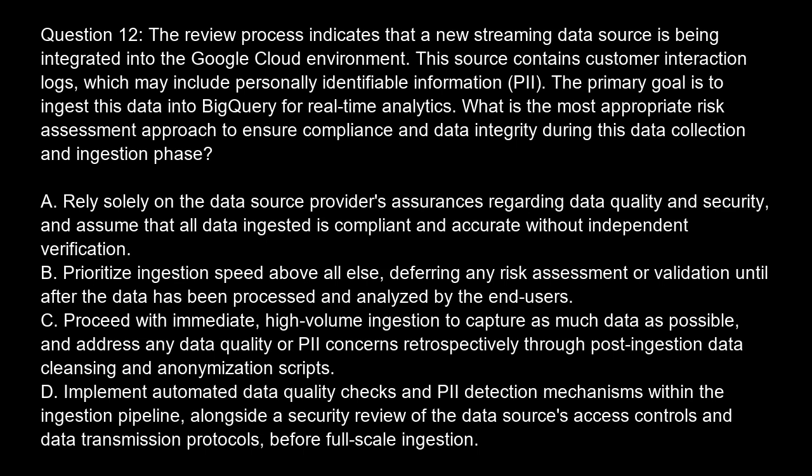Option C. Proceed with immediate, high-volume ingestion to capture as much data as possible, and address any data quality or PII concerns retrospectively through post-ingestion data cleansing and anonymization scripts. Option D. Implement automated data quality checks and PII detection mechanisms within the ingestion pipeline, alongside a security review of the data source's access controls and data transmission protocols before full-scale ingestion.